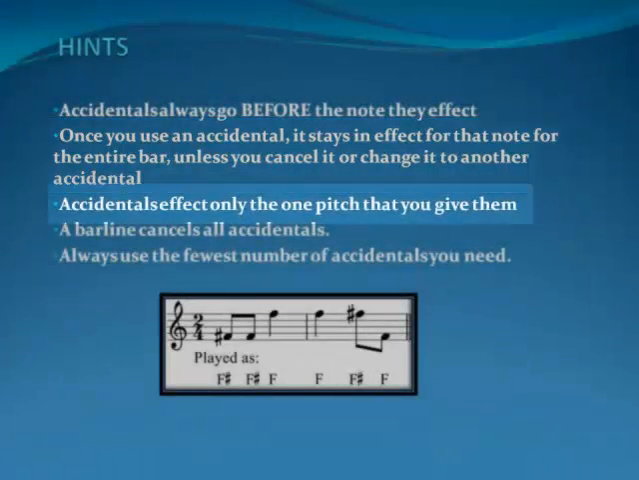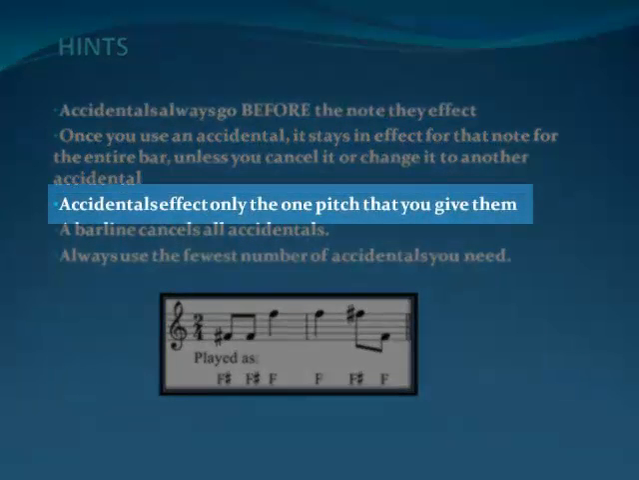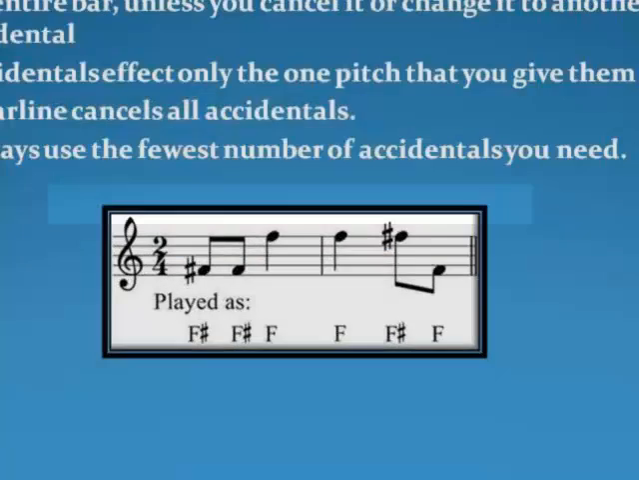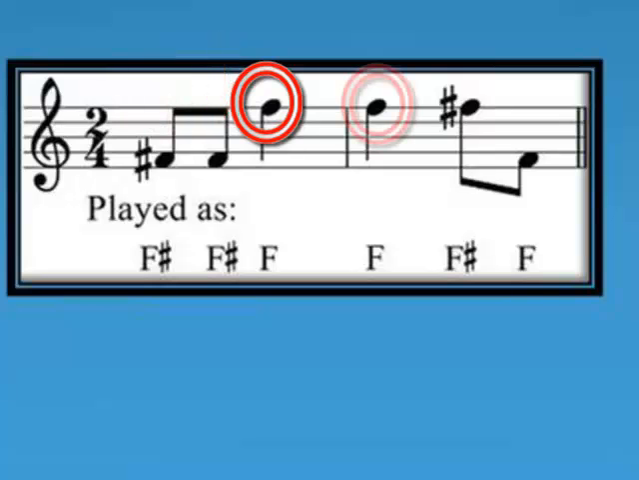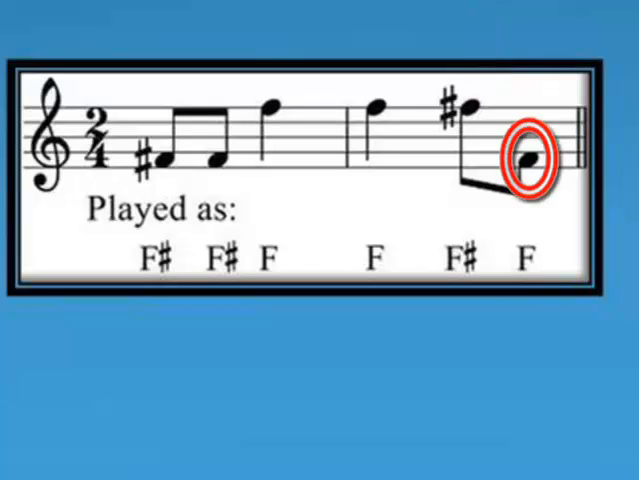In the example you see, the first F is sharp. Therefore, the second F is also sharp because it's in the same pitch. The third F in this first measure would be F natural because it's a different pitch. In the second measure, the first F would be natural. The second F that has the sharp in front of it would of course be sharp. The last F would be natural because it's a different pitch.